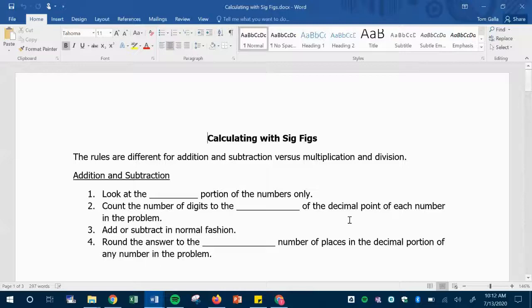Today's topic is calculating with sig figs. Remember, yesterday we saw a video that explained what sig figs are. And so sig figs really apply to all numbers that we see in chemistry.